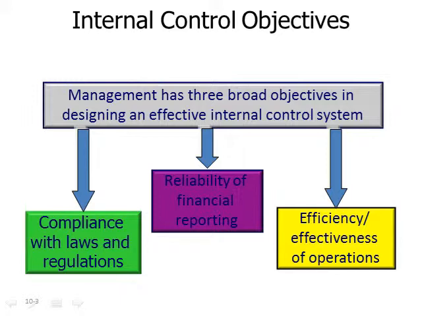When we talk about internal controls, we speak to three broad objectives that management of the company is tasked with in the design and effective internal control system implementation. And those are compliance with laws and regulations, reliability of financial reporting, and efficiency and effectiveness of operations. From a financial statement audit perspective, the auditor is primarily concerned with the reliability of financial reporting.